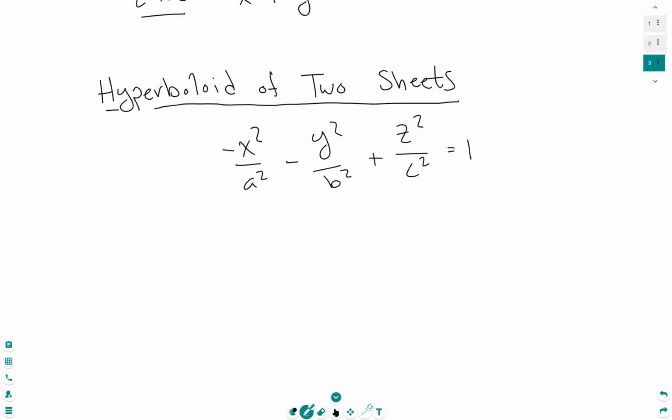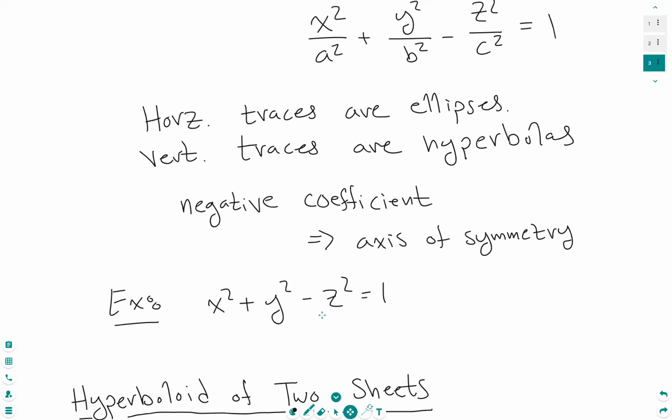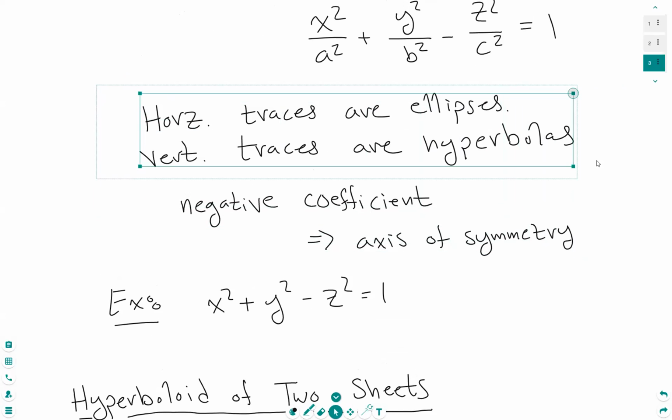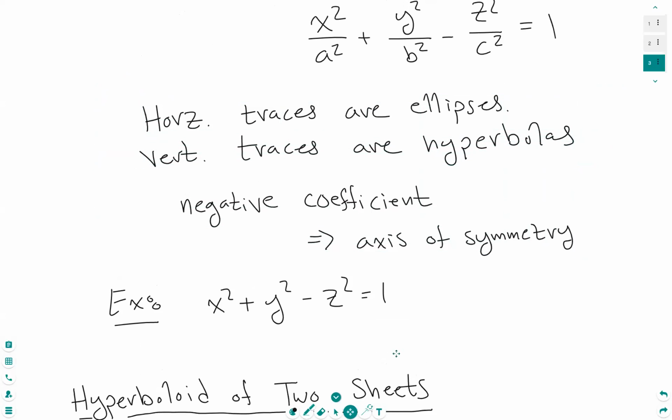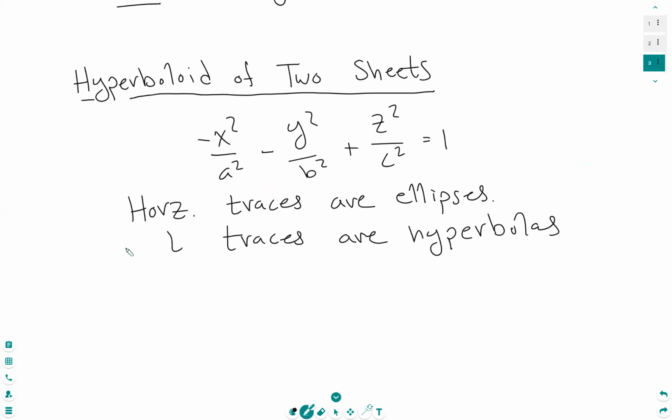So the same traces as the hyperboloid of one sheet are true. So we can even go ahead and copy and paste this whole thing. In fact, well, let's get rid of the axis of symmetry here. Oh, and I didn't get all of it. The vertical traces. Right, because if I eliminate z, we can move these negatives over, and then we get these ellipses, and our vertical traces are hyperbolas.